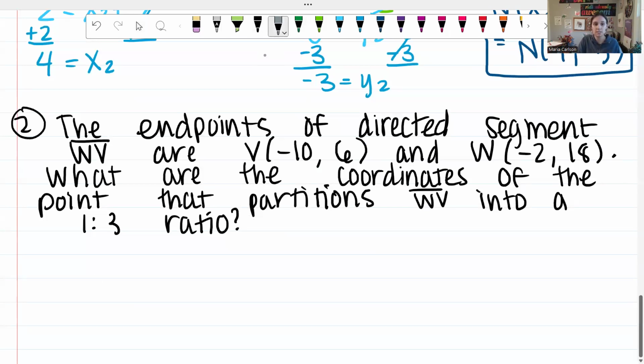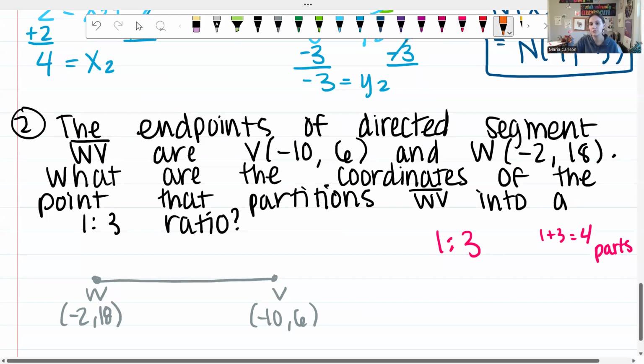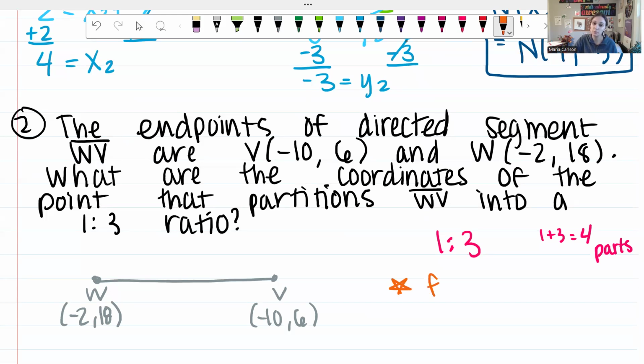First of all, we have this segment WV, and that's kind of important here that it starts at W and goes to V. And then they tell us that V is -10, comma 6, and W is -2, comma 18. Now we want to break this into a 1:3 ratio, which means I want to have in total 1 plus 3 or 4 parts. So I want to split this up into 4 parts, and there are really a couple different ways you could do this. I could find the midpoint twice.